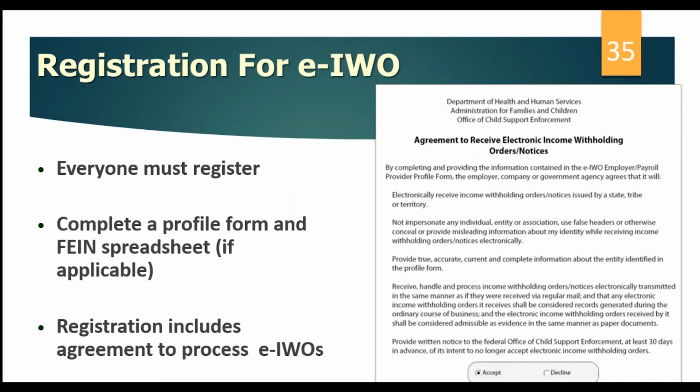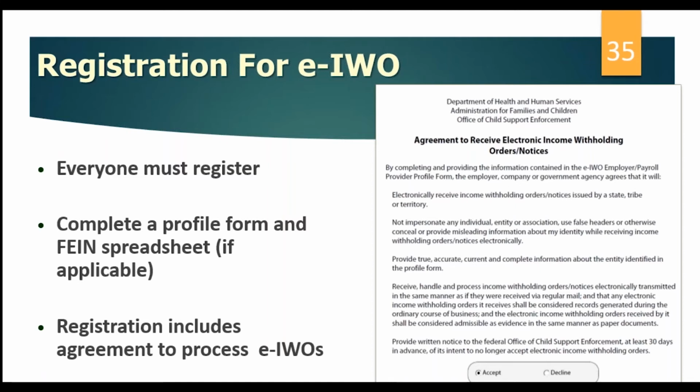And we will also ask you to complete a spreadsheet where you'll provide us information about your company, FEIN, names, addresses, and points of contact for the state agencies if they have any questions on the enforcement of a particular order. We need those documents in order to complete the registration process.